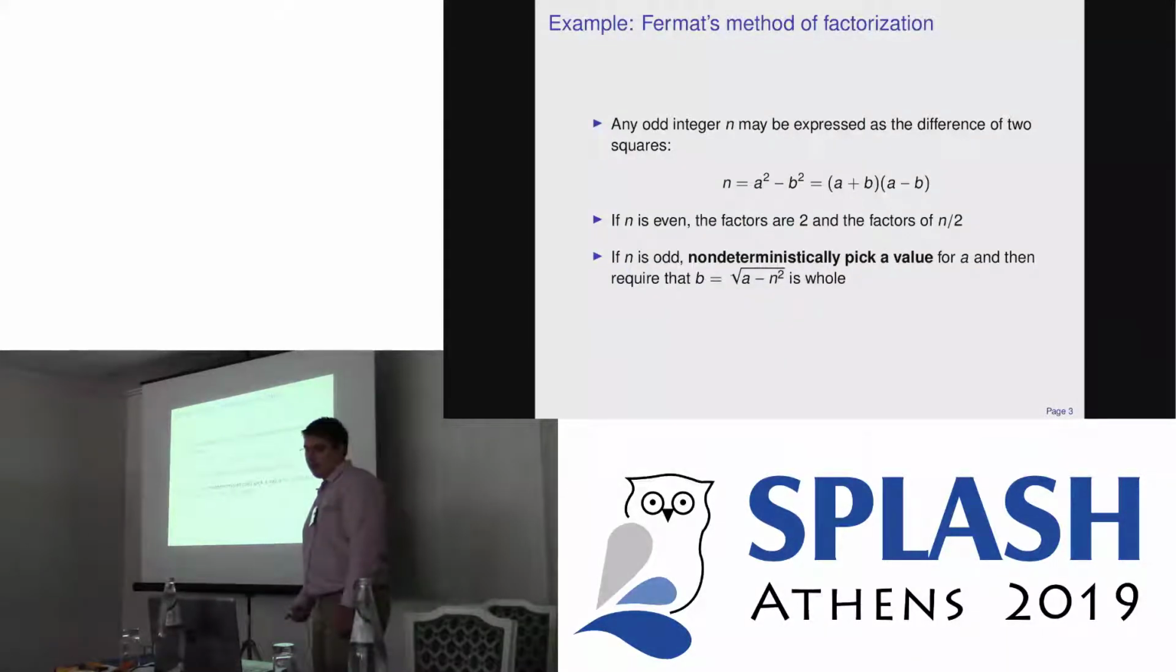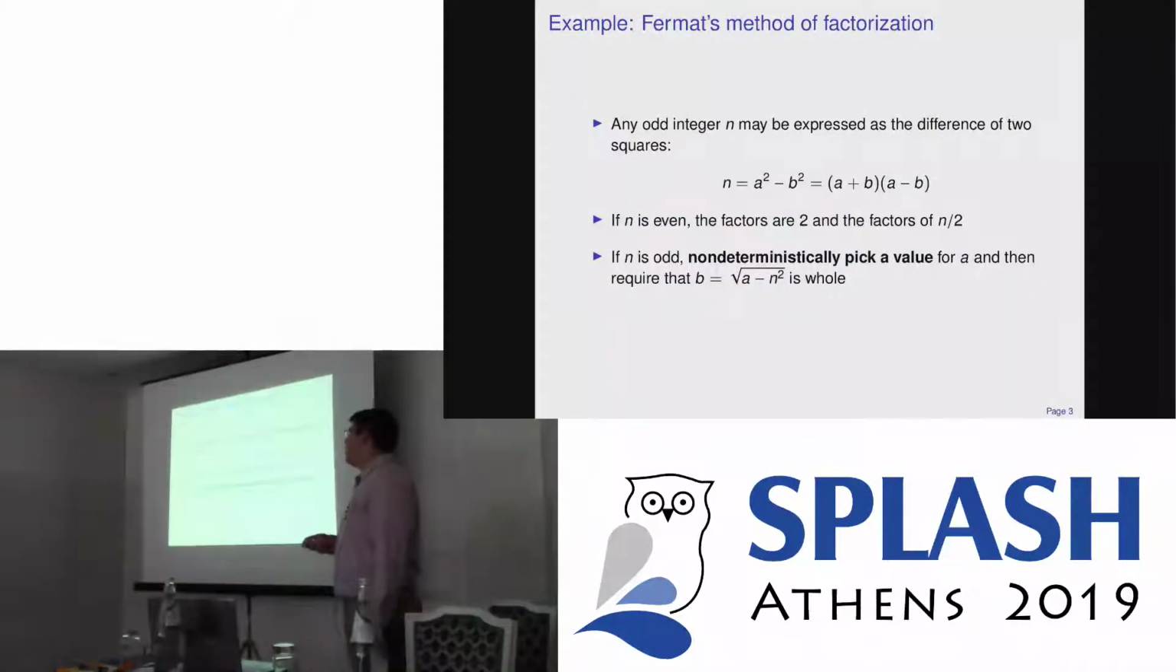So a motivating example here for non-deterministic programming is Fermat's method of factorization. This is based around the identity that any odd integer can be expressed as the difference of two squares. So we have n is a squared minus b squared, and you can refactor that as a plus b times a minus b. In the case when n is even, the factors are 2 and the factors of n over 2. If n is odd, we can factor n by non-deterministically choosing some value for a and then requiring that b, which is the square root of a squared minus n, ends up being a whole number.